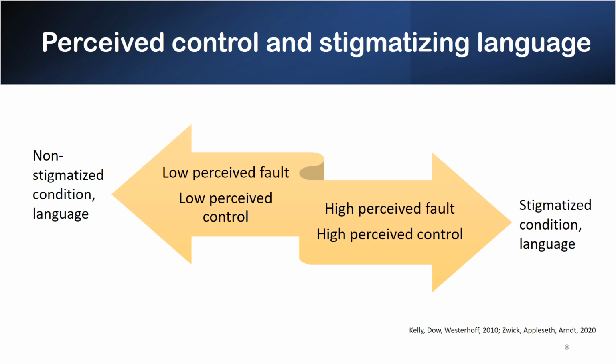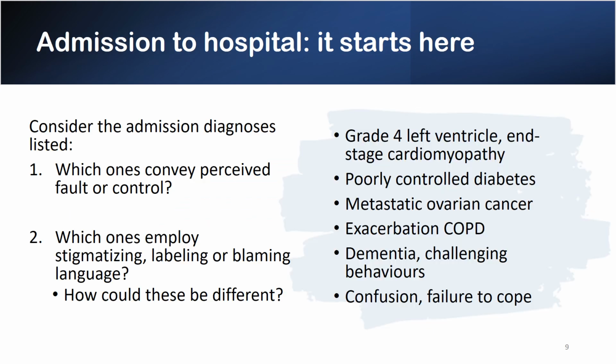When we believe a person has acquired their illness through no fault of their own and/or that they have little control over it, we typically attach no stigma to either the person or the illness. For example, advanced metastatic cancer or end-stage renal disease. But when we perceive that the illness or behavior is under the control of the person, we feel that they are at fault. For example, substance use disorder or responsive behaviors of dementia. Have a look at the admission diagnoses listed on the right-hand side of this slide.